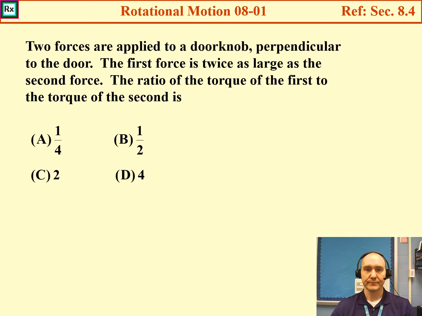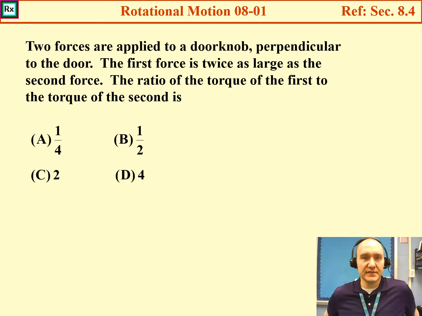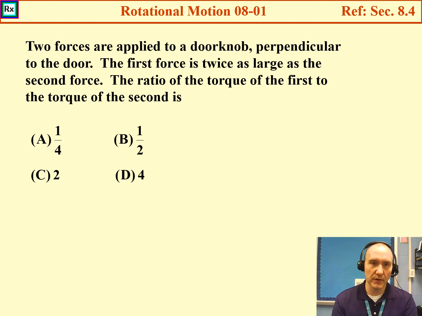All right, so two forces are applied to the doorknob perpendicular to the door. The first force is twice as large as the second force. The ratio of the torque of the first to the second is what? Take a second to figure this out.